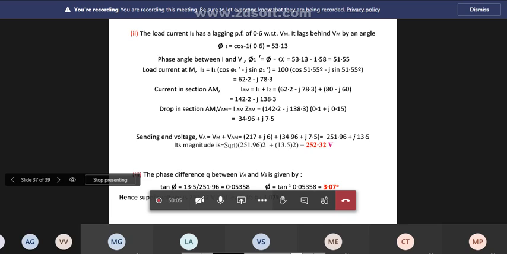So as usual, phi1 is cos inverse of 0.6, 53.13. Therefore phi1 dash is phi1 minus alpha, 53.13 minus 1.58.